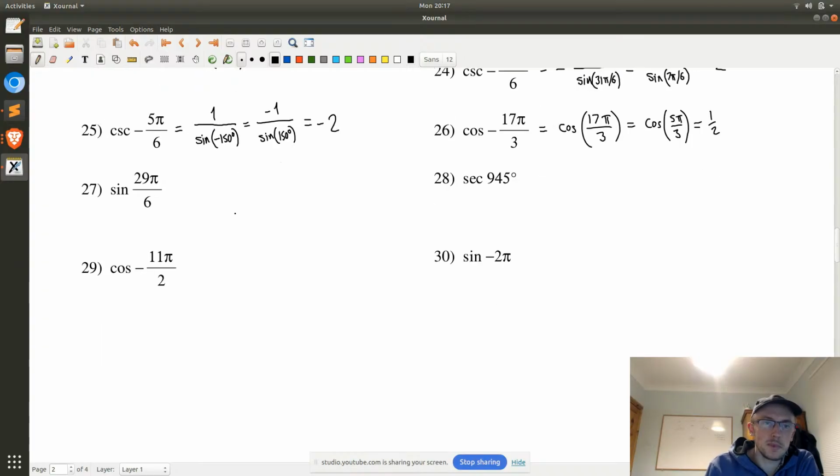Okay. Sine of 29 pi over 6. Well, that's the same as 4 and 5/6 of pi. So 5/6 of pi. And 5/6 of pi is 150 degrees. So it's a half.